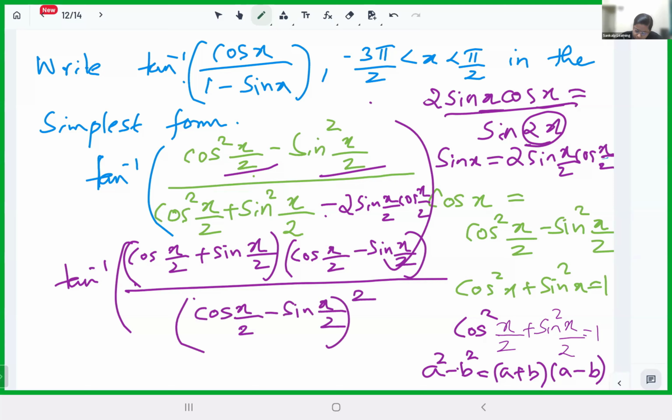Now I'm going to cancel one a minus b. A minus b the whole square can be written as cos x by 2 minus sin x by 2 into cos x by 2 minus sin x by 2. So we can cancel one of them with the numerator. What is remaining here?